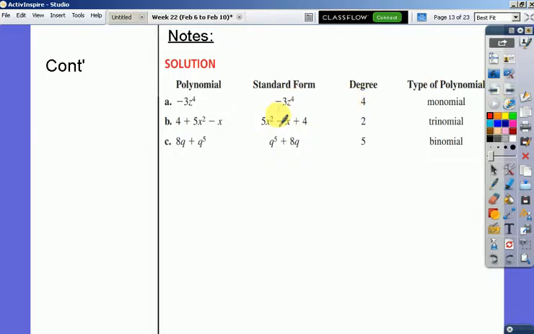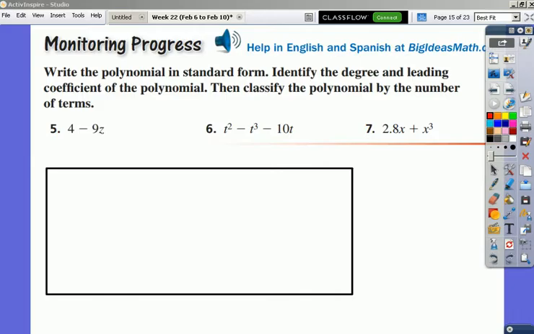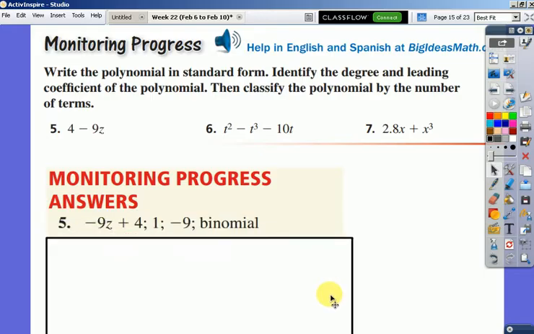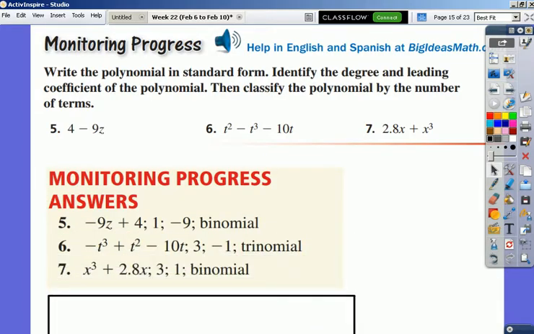They were just talking about, here on this slide, again, exactly what I said: monomial, trinomial, binomial, and the different degrees, and written in standard form. So for this slide here, just pause the video and give it a try. These are the answers to 5, 6, and 7. Binomial, trinomial, binomial.